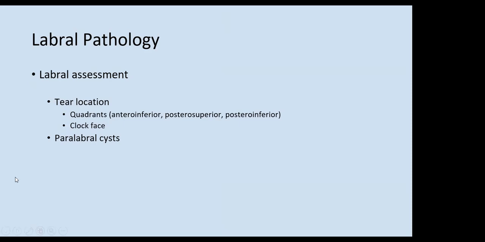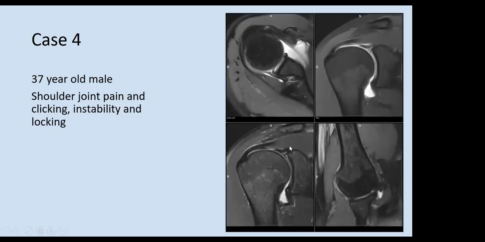And you can use either the quadrant system or the clock face system. It doesn't matter as long as you use one of these systems to locate the tear for the surgeons in the report. You could either say it is superior, or anterosuperior or posterior-superior or posterior-inferior, whatever corner of the labrum or the glenoid it is, or you can use the clock face. When you use the clock face, 12 o'clock is always superior, like this one here. 6 o'clock is always inferior, 3 o'clock is always anterior, and 9 o'clock is always posterior.